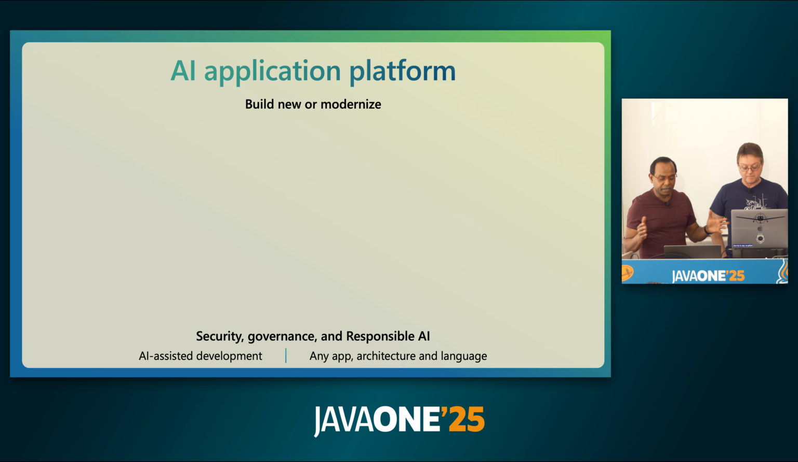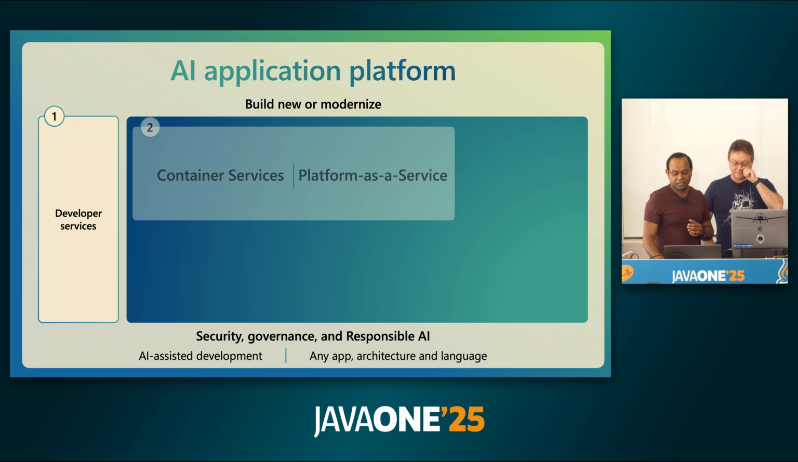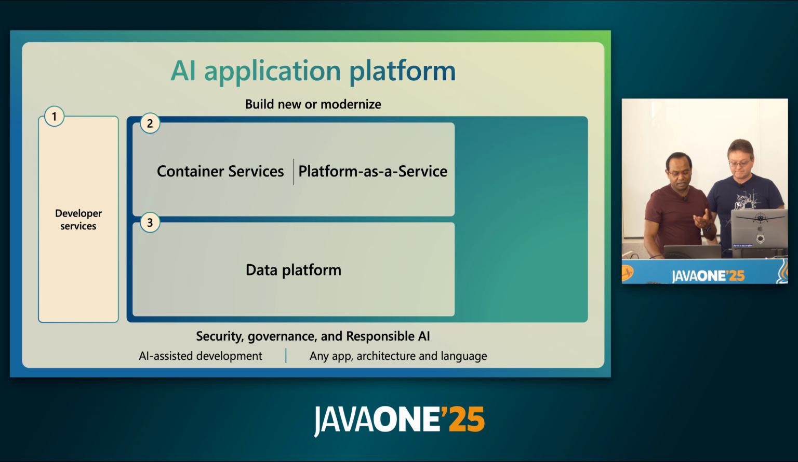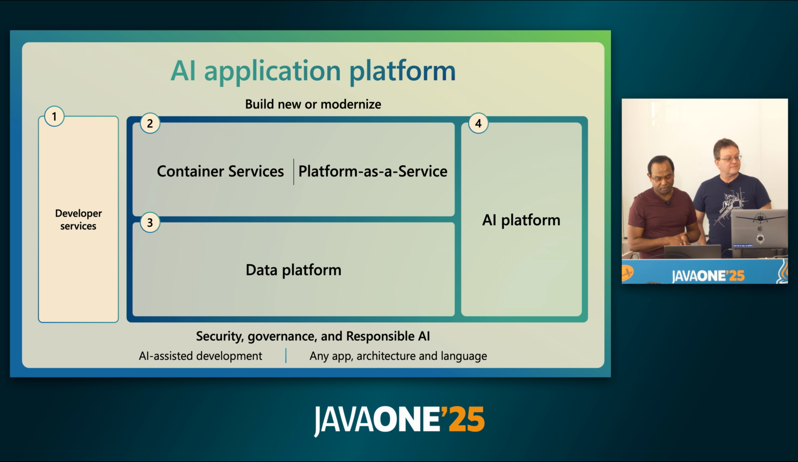So now, to bring everything to life, we need to use data, app, and AI services. We call this the AI app platform. This platform is designed to help developers deliver on the promise of building amazing intelligent apps. It's an integrated platform that encompasses developer services, application services, databases, and AI services.